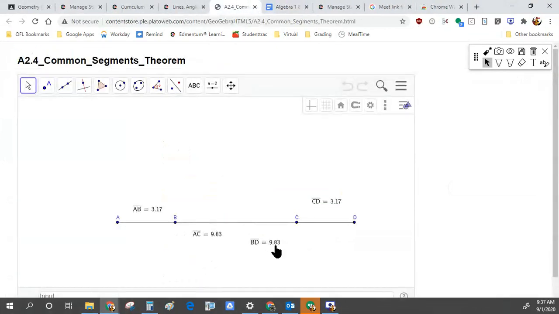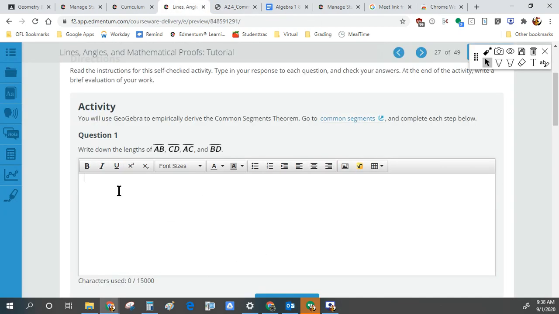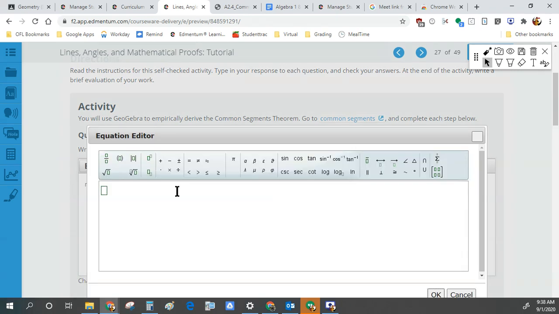So for this one, we're literally just going to write down the information that they're giving us. They're like, write down these lengths. So for AB, let me write measure of AB. How long is AB? How long is the line segment? Technically, I think we're supposed to do the little line up top like this.